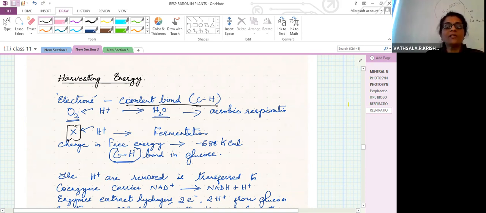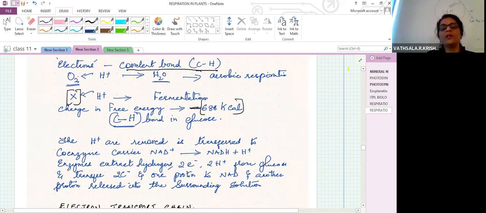There is a change in the free energy when the bond breaks. This change in free energy releases an enormous amount of energy, about 686 kilocalories. When the covalent bonds in the organic compounds break, the change in free energy releases energy which is utilized to create ATP.